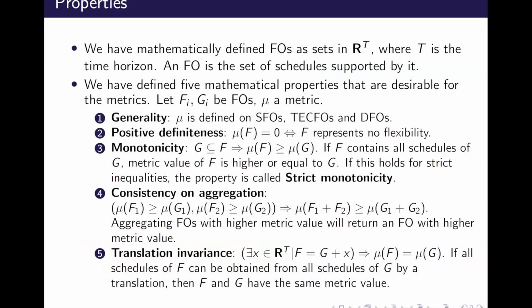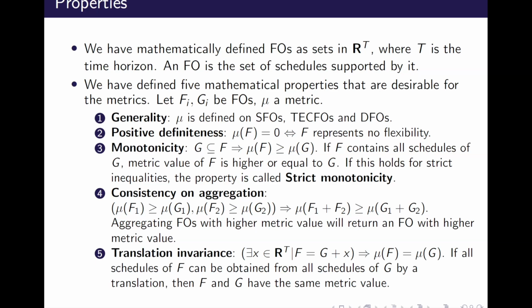This is a meaty slide. We try to formalize mathematically what a flex offer metric should have, what type of properties it should contain, such that a metric could be used for almost any use case that we're using flex offers for. The math here is, if you don't like notation, don't look at it. Actually, it is quite intuitive.